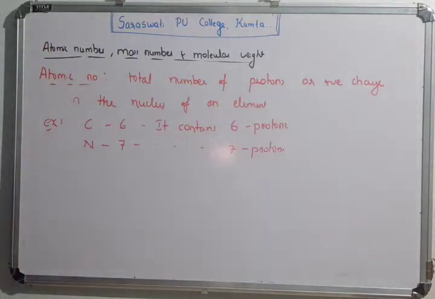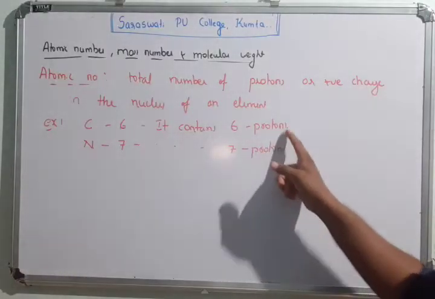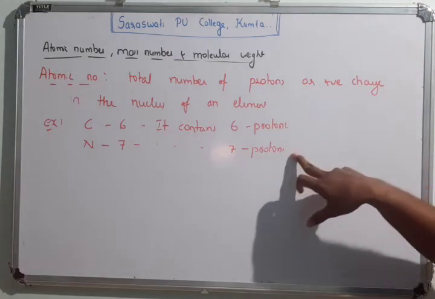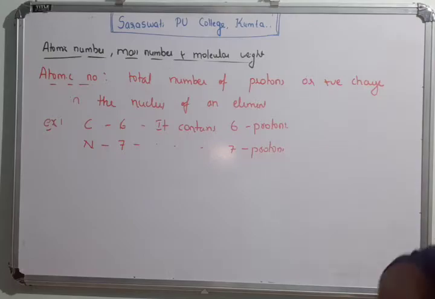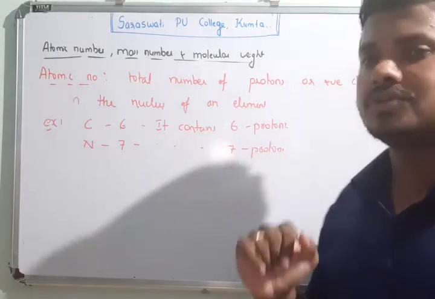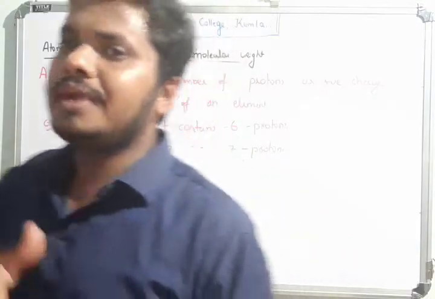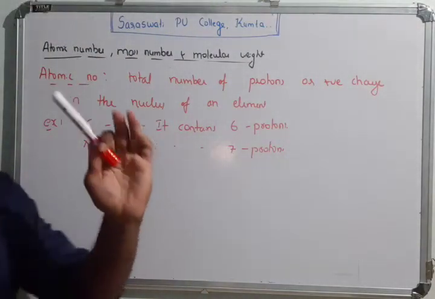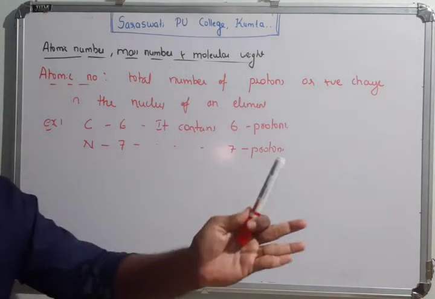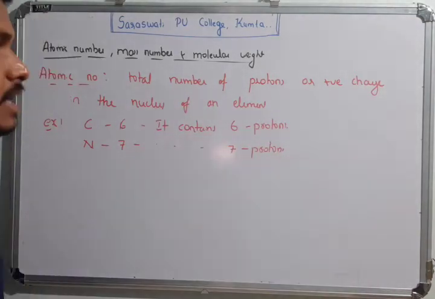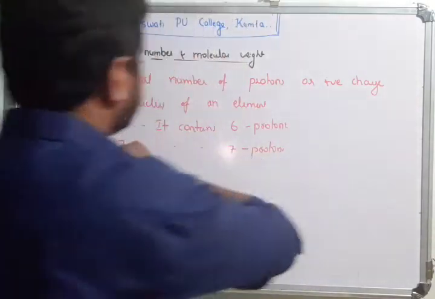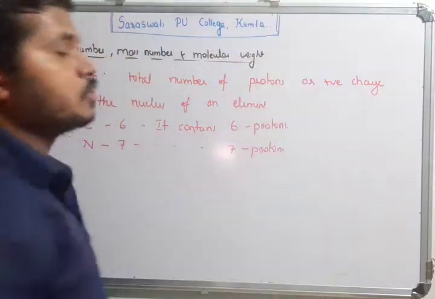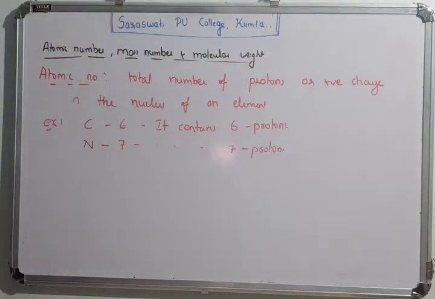Got it? An atom will always contain the same number of electrons as well. For example, carbon contains 6 protons and 6 electrons. But electrons you can change. For example, if I remove an electron, it could contain 6 protons and 5 electrons. Still it will be called carbon. But if I remove a proton, it cannot be called carbon. It will become a different element. So understanding the atomic number is to do with protons. That will never change. Got it?